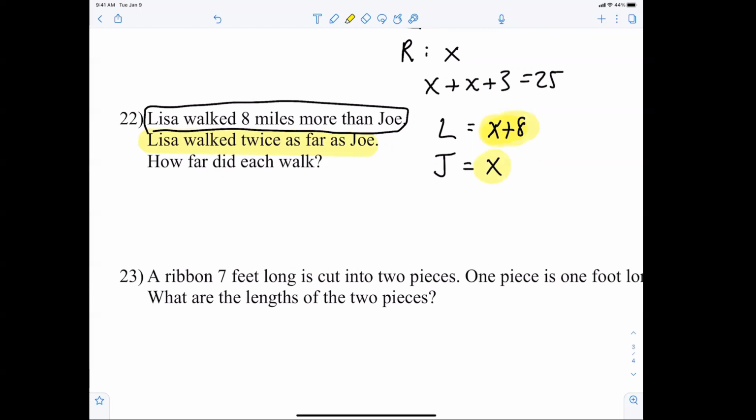How much did Lisa walk right now? X plus 8, right? She walked twice as far as Joe. So you multiply Joe's by 2. Okay. You with me? So this right here, make yourself a note. This is Lisa. And this is Joe. Joe is just the X. So this is twice Joe. You agree with that? All right, that was hard.